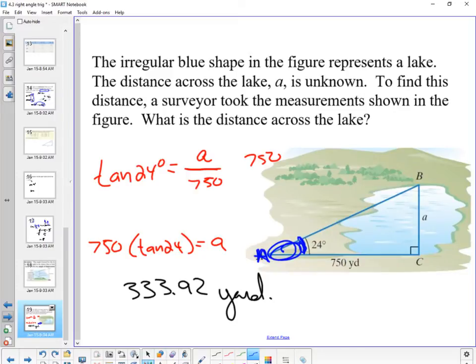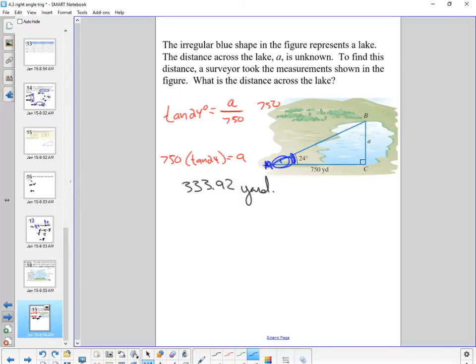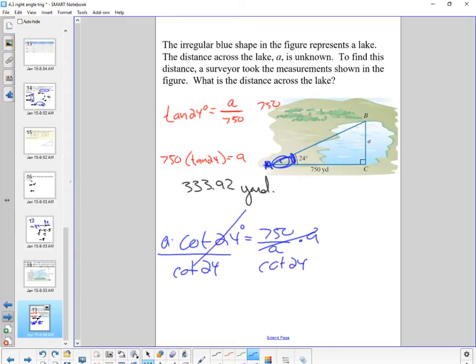And this is why. For those people that didn't ask, I'm telling you anyway. If I did cotangent of 24, I would get 750 over A. Then I would have to multiply both sides by A, and then divide both sides by cotangent of 24. So if you did 750 divided by the cotangent of 24, you should get your 333.92 again. It's totally up to you.